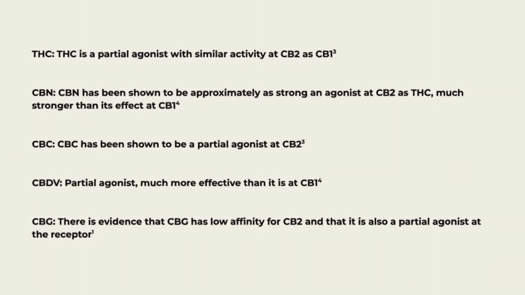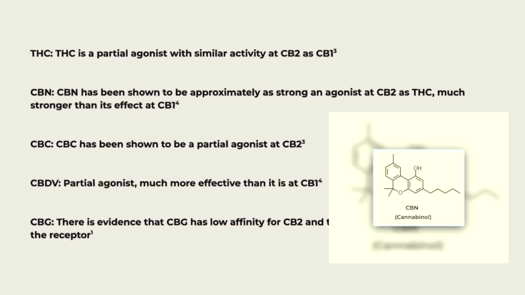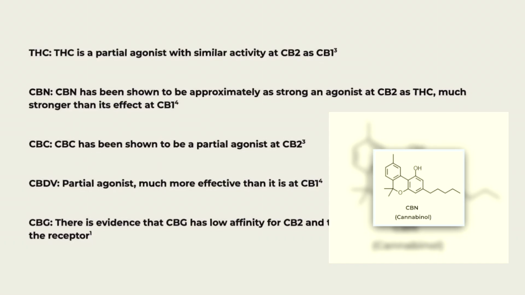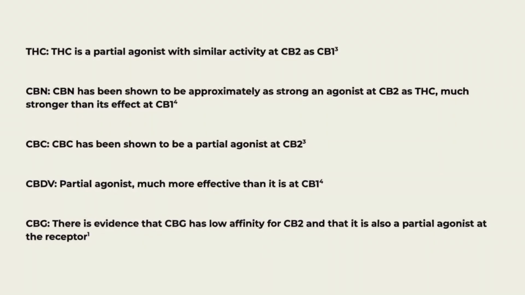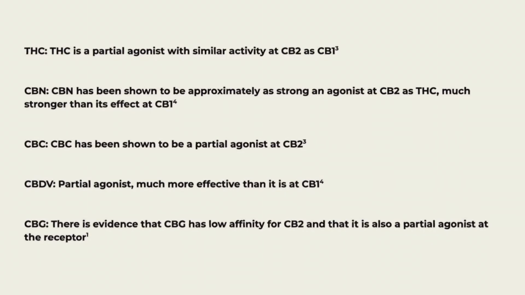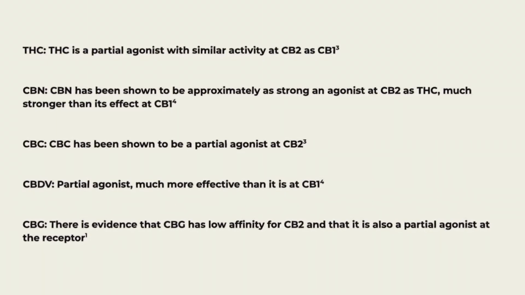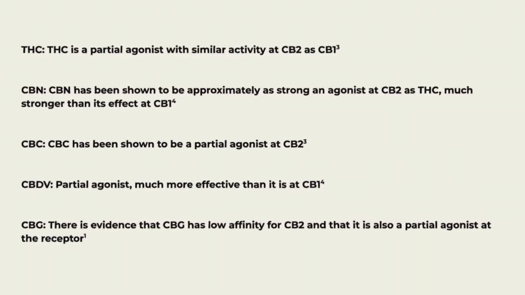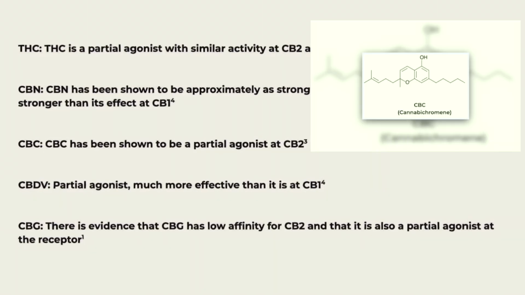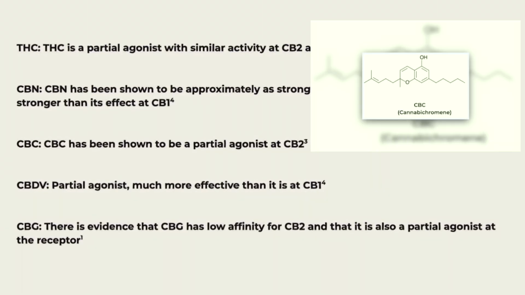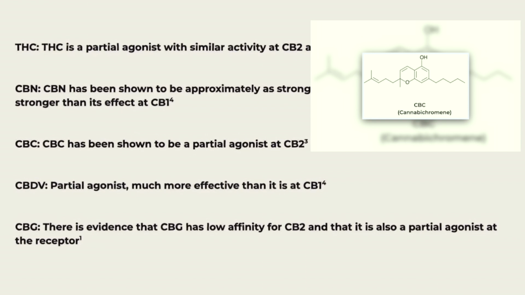Now CBN. CBN has been shown to be a partial agonist at the CB2 receptor, similar in strength to THC. CBN is much stronger at CB2 as it is at CB1. Next, we have CBC. CBC has been shown to be a partial agonist at the CB2 receptor.